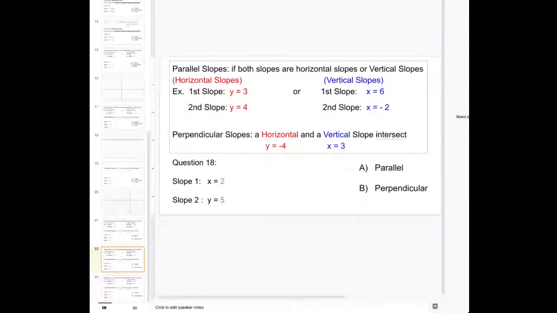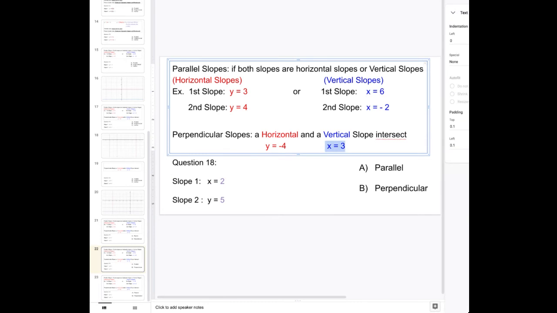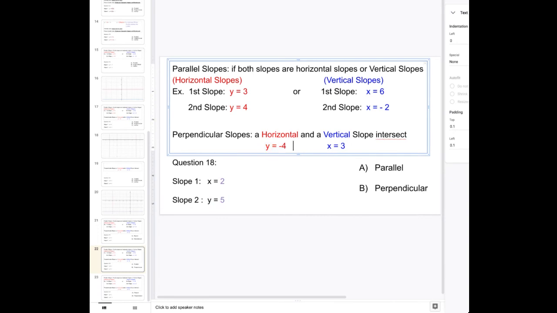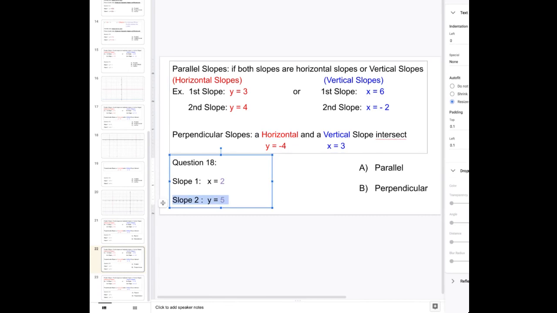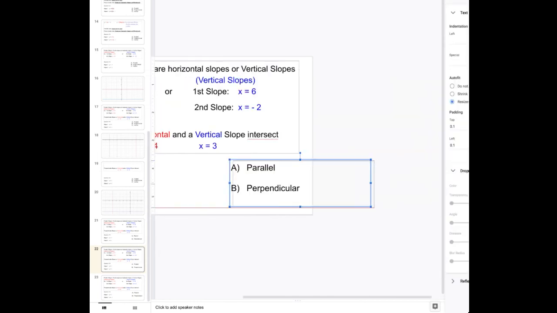What is the answer for this one? Still a lot of us are confused. I do hope that this exercise will fix those mistakes. So the answer for this one is perpendicular. Why is it perpendicular? Once again, if you read the first slope, it's a vertical slope, like the example here. And here, it is a horizontal slope, like so, right? Whenever you're given a horizontal slope, which is slope number 2, and a vertical slope, which is slope number 1, then they are going to be perpendicular.